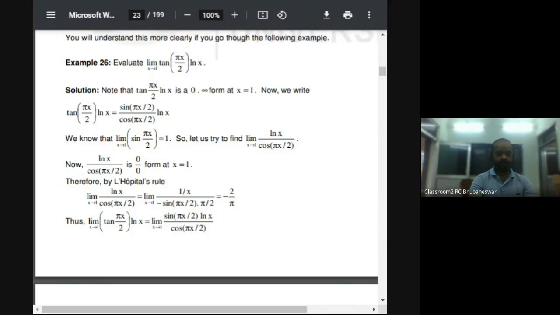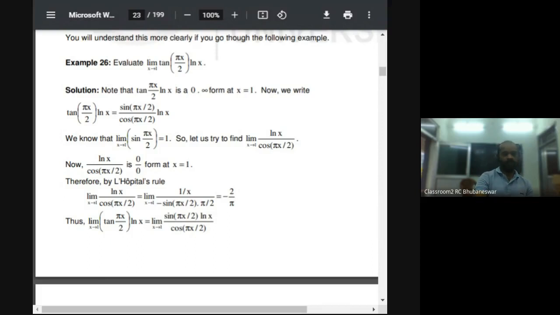So let us modify the expression given in the limit. As we know, tan theta can be expressed in the form of sin theta divided by cos theta. So we adopt the same formula and represent tan of pi x by 2 as sin of pi x by 2 divided by cos of pi x by 2, and ln x is as usual unchanged as a factor. Now look at the expression.